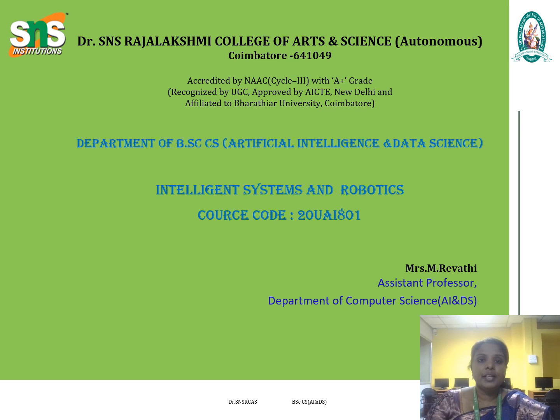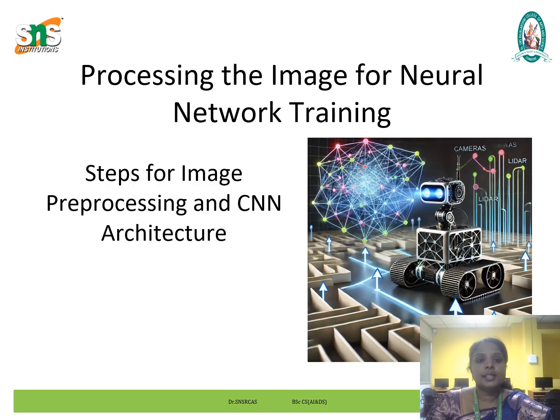So in this series, we are discussing neural networks. Last session, we discussed the difference between biological neurons and artificial neurons, and what components we are using in artificial neurons. So today we are going to discuss processing the image for neural network training.